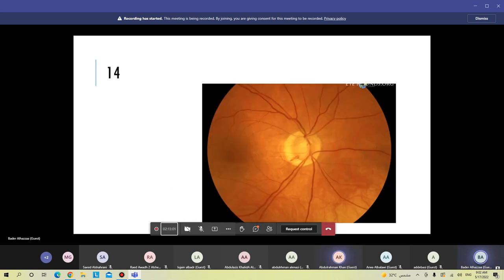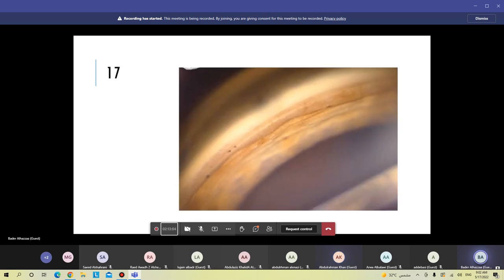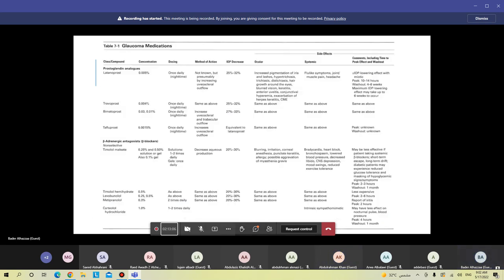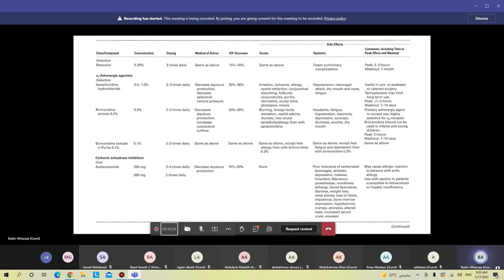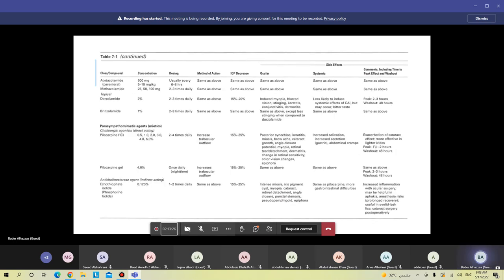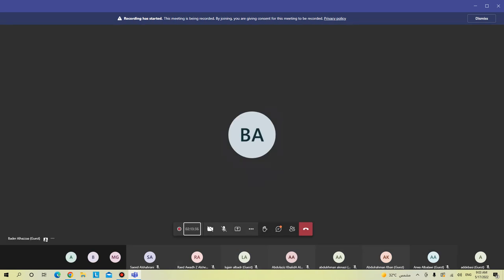I think that's it. We need to stop here. Just something I also advise you to do. You see these tables in the American Academy for the anti-glaucoma medications. They have all the contraindications. You have the percentage of IOP reduction. And it's better to review them. You might be asked about the contraindications of anti-glaucoma medications. Just review them from the American Academy. Okay. Any questions? Anybody have any question before we end?